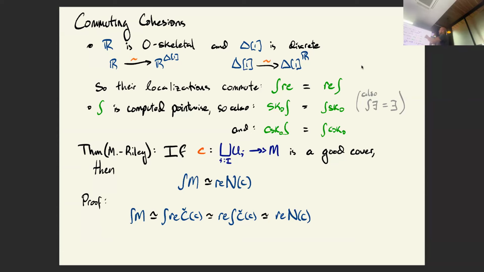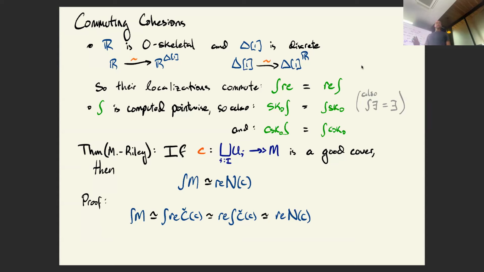And in particular, the localizations, the shape and the realization, commute. And in fact, shape is computed pointwise, which is not totally obvious, but is true, just because the simplicial cohesion is expressed as a diagram category, it's just functored. So it actually slides past all the spatial ones. And also we note that the homotopy type of a proposition is just a proposition. That's not important for this. Just using this first one is what we really need to prove the nerve theorem.